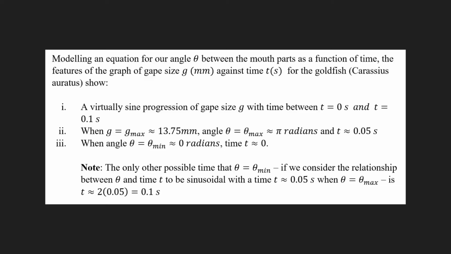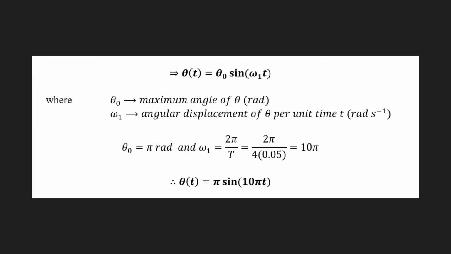When angle theta is equal to its minimum value, which we approximated to 0 radians, time t is equal to 0. And note that the only other possible time that theta equals its minimum is when t is equal to 0.1 seconds. This implies that theta is equal to the maximum value of theta times sine omega t, which we found to be theta equal to pi sine 10 pi t.